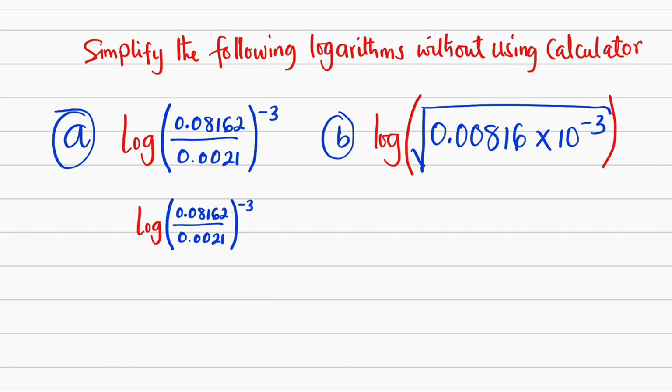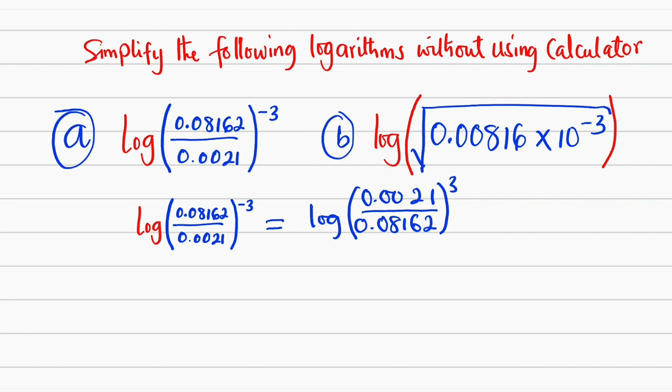Look at this exponent, you can see it is negative. To transform it into positive, we can just take the reciprocal of these numbers, that is by flipping upside down the numbers. And this becomes log of the denominator will become the numerator. So we have 0.0021 divided by 0.08162 raised to the power of 3. This is the first thing.